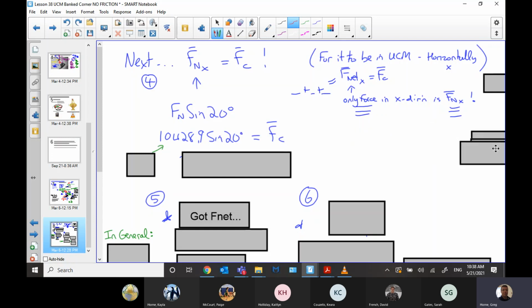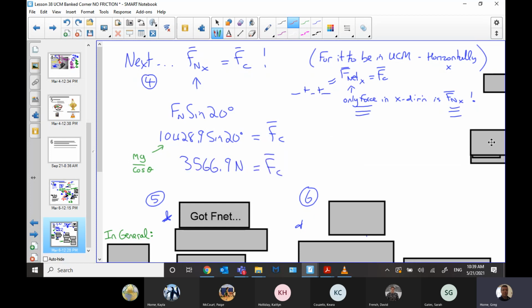So that means we know the normal force value, mg divided by cos theta, I should say. So that's the normal force that we figured out before, either as a number if we know the mass, or as mg over cos theta. So that means the centripetal force is equal to a value, right? It's 3,566.9, or it would be equal to, right?